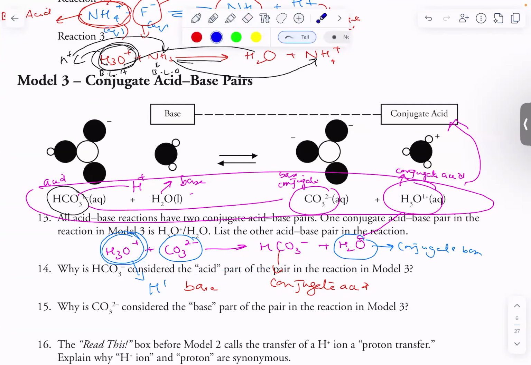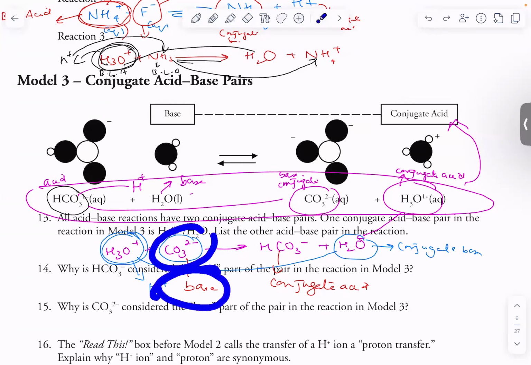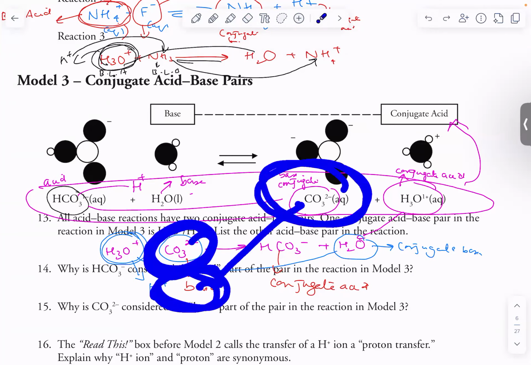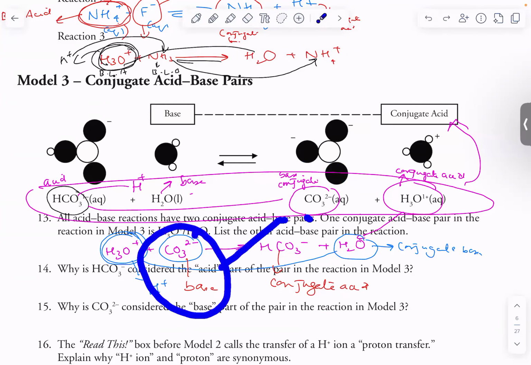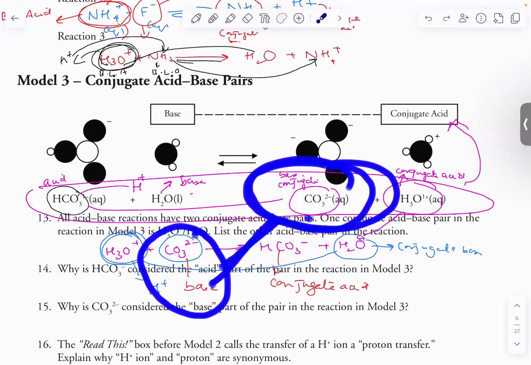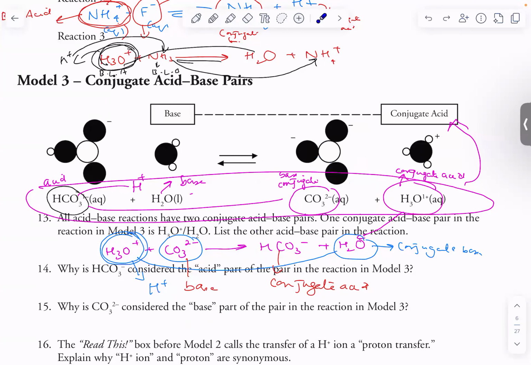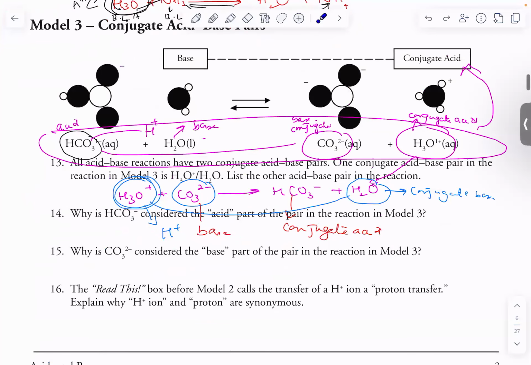If it's a base, have a look, beta. CO3 2 negative is a base here. Here, what was it? Conjugate base. In the previous reaction, it was a conjugate base. Yes or no? Yes. Any confusion? Nope. Good. Now I am rubbing this.